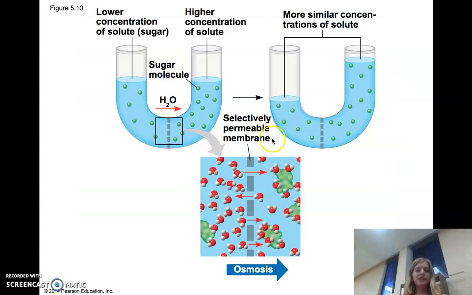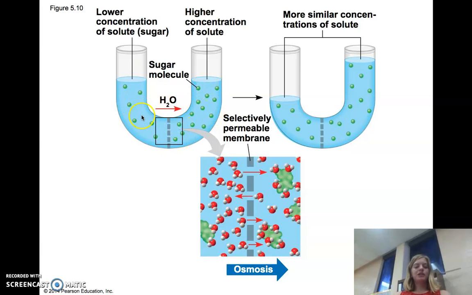So you can see here we have a low concentration of sugar, our solute, on this side of the tube. And over here we have a lot of sugar. So the water is going to move across this membrane in an attempt to dissolve the sugar. It's going to move across this membrane over to this side. And you can see now we have more water on this side of the tube and less water on this side. Over time, that just naturally happens.